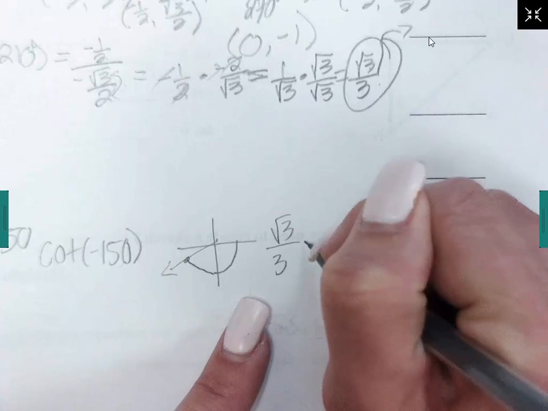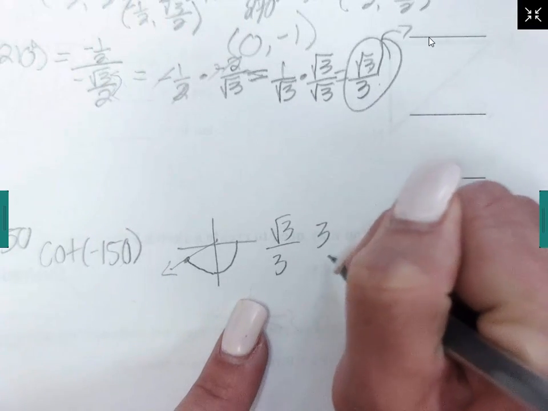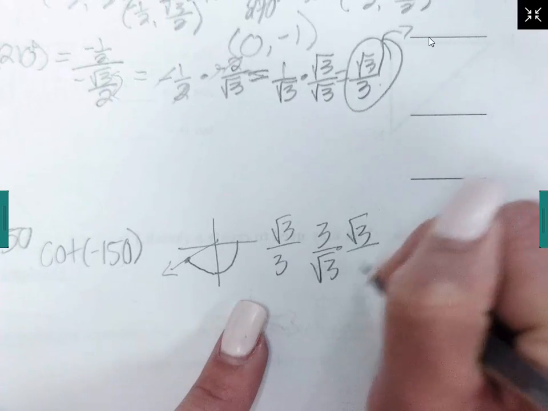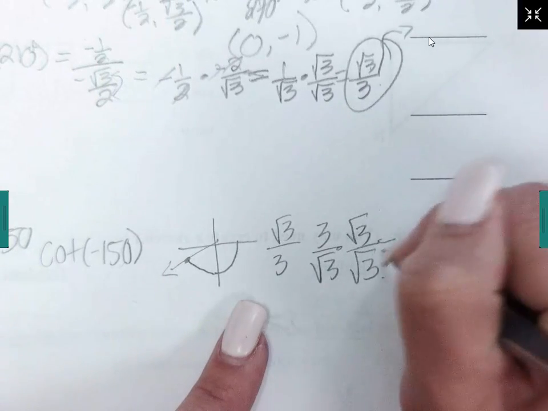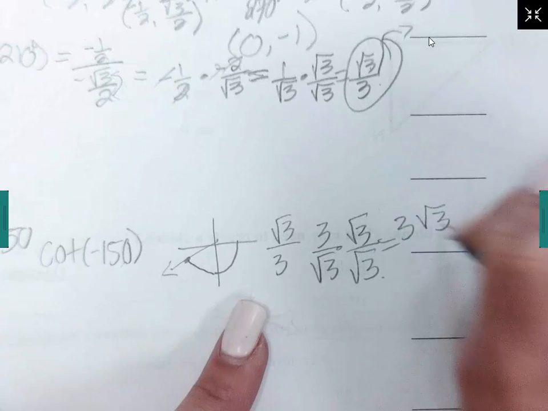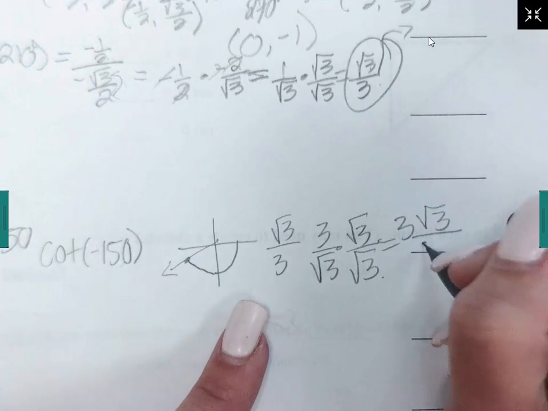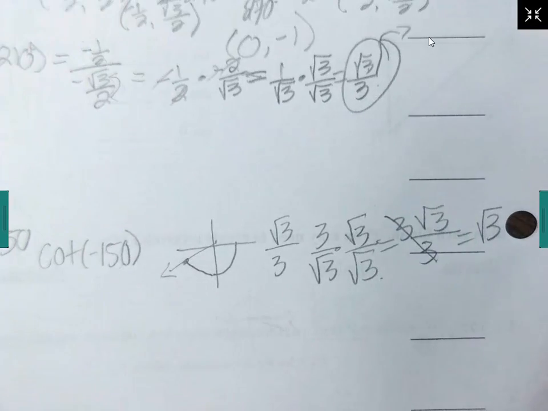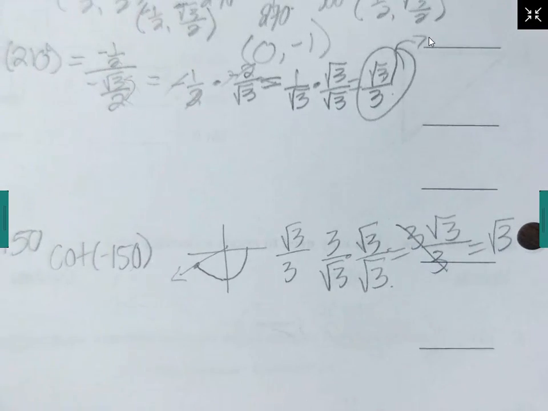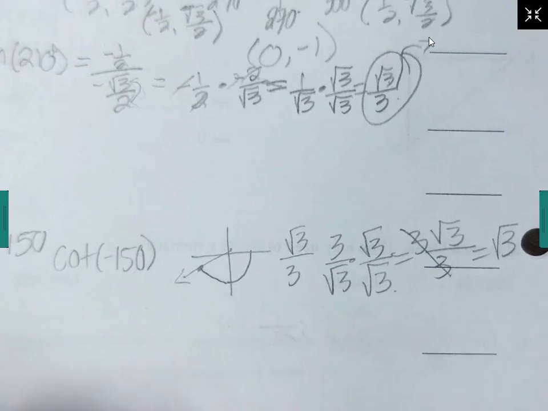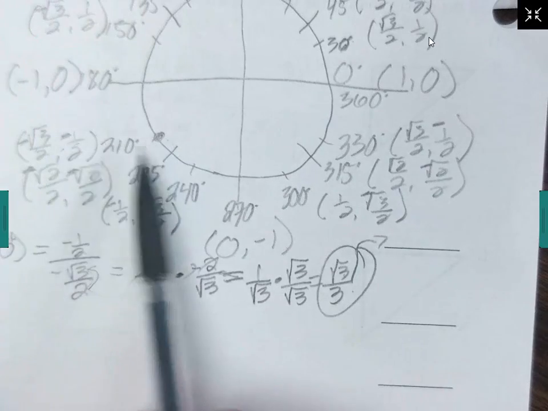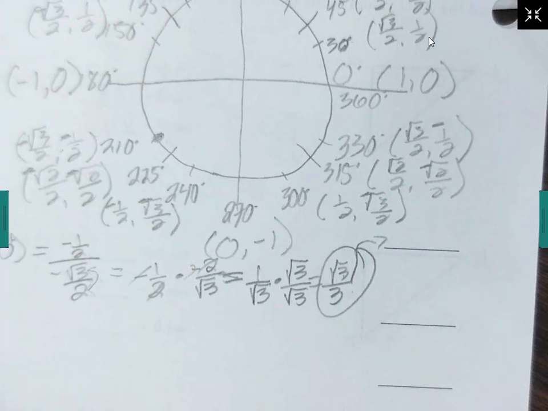So we take the reciprocal of that, which is 3 over the square root of 3. And then again, we multiply by the radical in the denominator. We get 3 square roots of 3 over 3. The 3's cancel, and so our answer is just the square root of 3. Any questions here? Since we're in the third quadrant, they're both negative, so it would be positive. Any questions here?